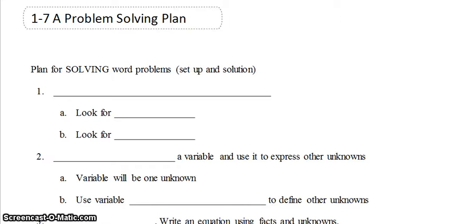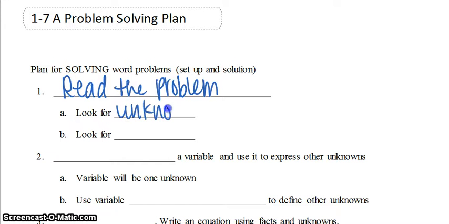Okay, so we're now on to 1-7, which is a problem-solving plan. So I have a plan to help you problem solve. Plan for solving word problems, setup and solution. Solving means you actually find the answer. Number 1, you're going to read the problem, simple enough. And with that, you're going to make sure you look for unknowns, and you're going to look for facts, or if you want to think of them as knowns. So that's step 1.